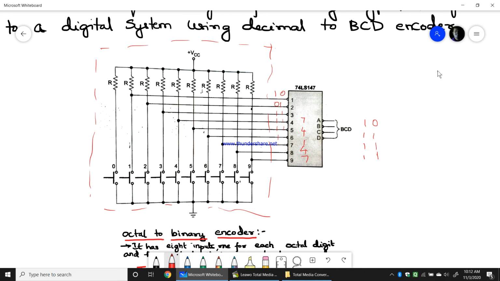Okay, so this button, there are 2 knobs here. Once you press, there will be a connection between these knobs, and that makes ground to be connected to these pins. Whichever button you press, that button makes the input given to that particular pin to be 0, and that 0 makes that pin get activated, and that would be the output that you get as a BCD output for that decimal value. Okay, so this is how you interface the keyboard for a decimal to BCD encoder.